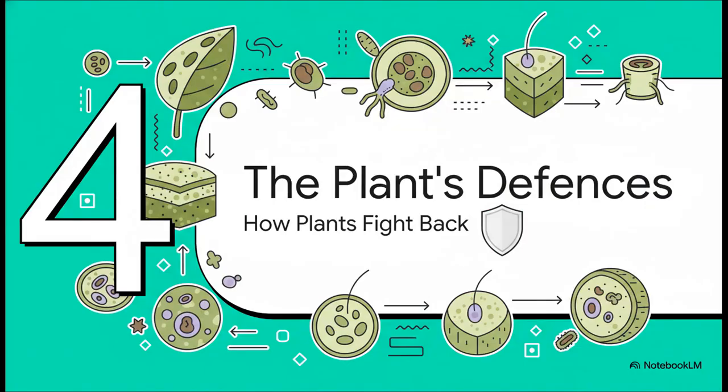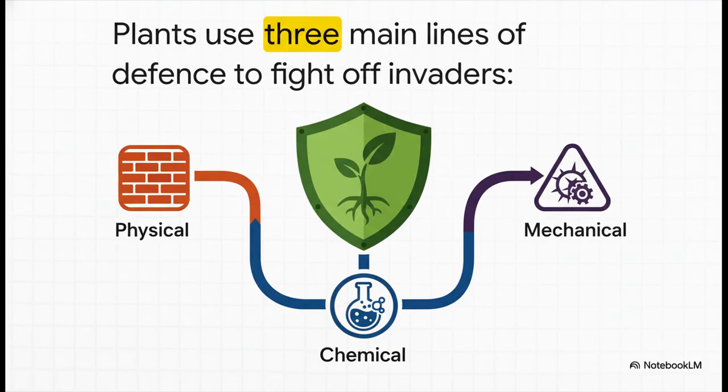But here's the thing. This story isn't just about attack. Plants are not helpless victims just waiting to get sick. They have their own amazing, multi-layered security systems to fight back against all these invaders. And we can break down their incredible defense systems into three main categories. Honestly, thinking about it like this, physical, chemical, and mechanical, just makes it so much easier to remember, especially when you need to structure an answer in your exam.